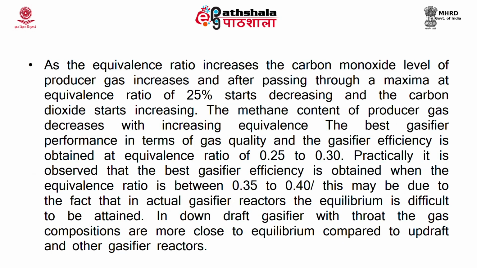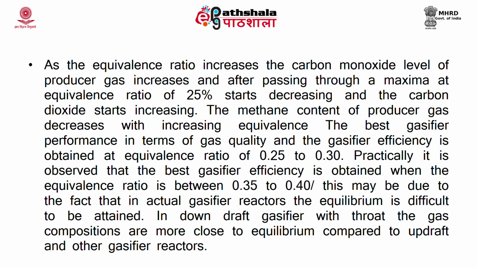in this figure. As the equivalence ratio increases, the carbon monoxide level of producer gas increases, and after passing through a maxima at equivalence ratio of 25% starts decreasing and carbon dioxide starts increasing. The methane content of producer gas decreases with increasing equivalence ratio up to this 25%. The best gasifier performance in terms of quality and efficiency is obtained at a ratio of 0.25 to 0.3.